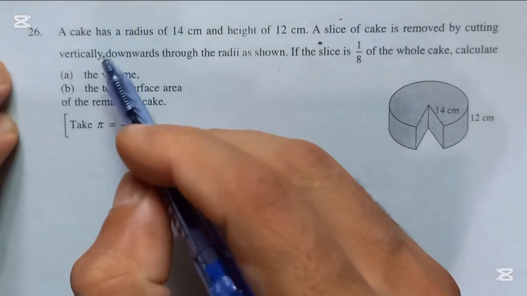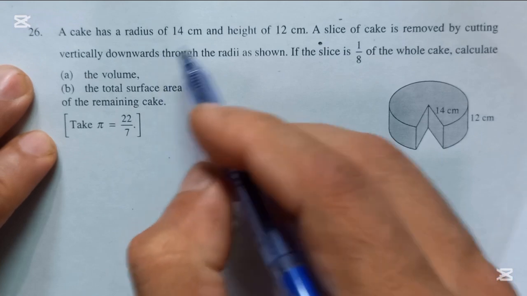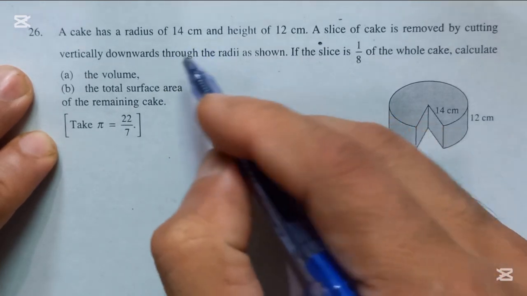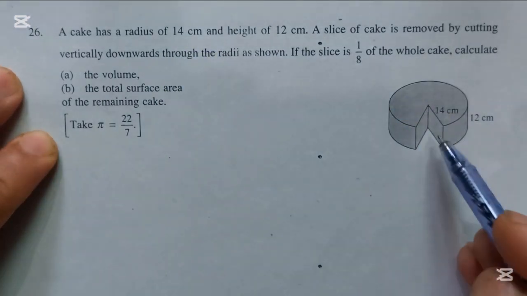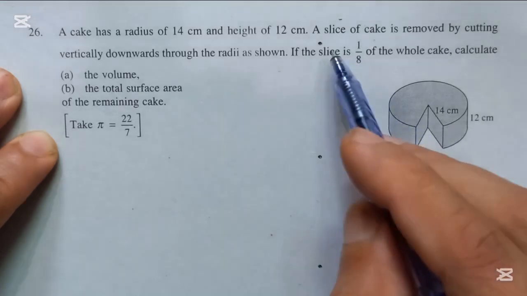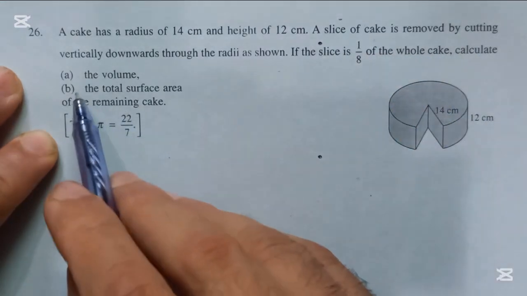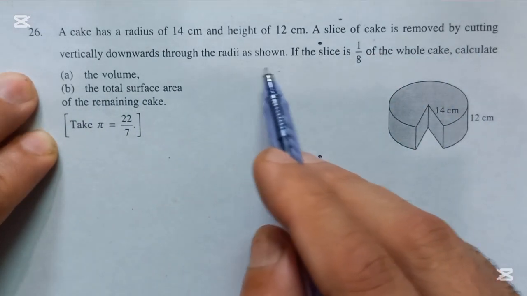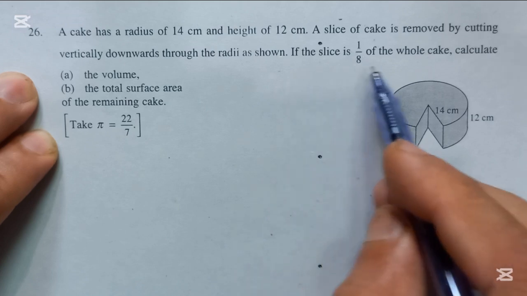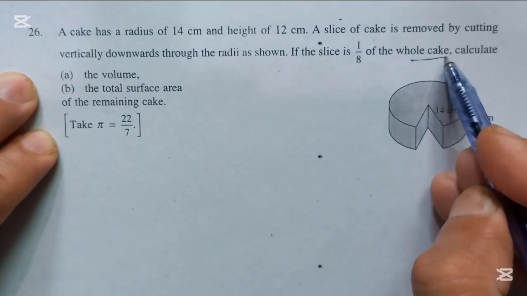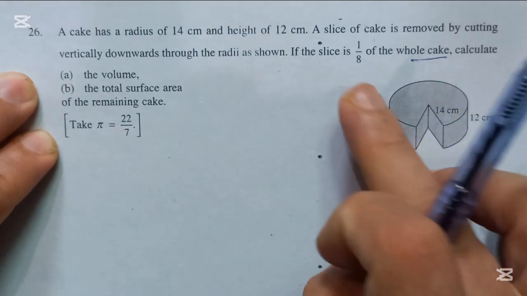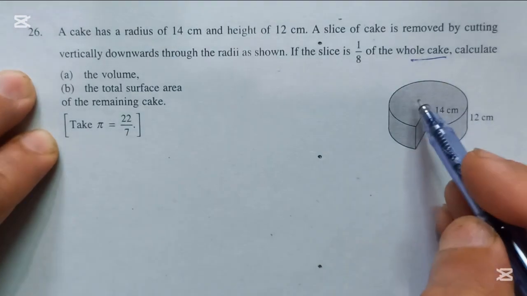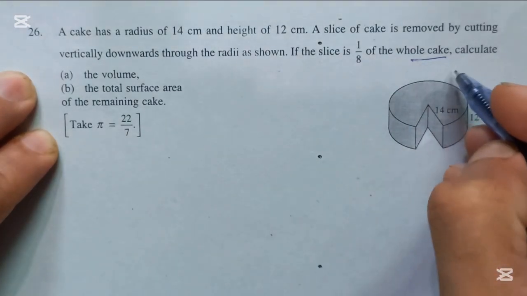The statement of the question is, a cake has a radius of 14 centimeter and a height of 12 centimeter. A slice of cake is removed by cutting vertically downward through the radii as shown. If the slice is 1 by 8 of the whole cake, okay, the slice that is cut is 1 by 8 of the whole cake. It means 7 by 8 is still left.